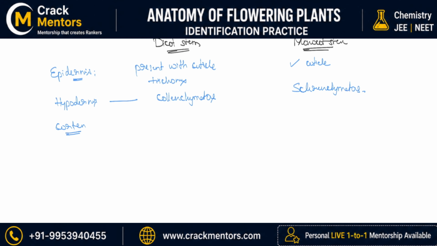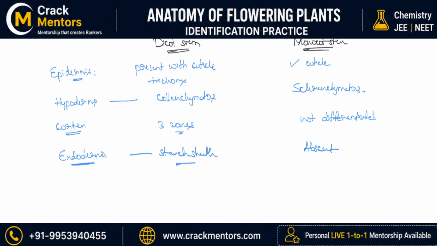Then coming to the cortex, the dicot stem has 3 zones and is well differentiated. Coming to the monocot, the cortex is not differentiated. In fact, a separate cortex is not present. The cortex is not distinct, it's included in the ground tissue itself. Next, coming to the endodermis, here the endodermis is present and is called the starch sheath, as the cells are rich in starch. The endodermis is absent in the monocot stem. Next, coming to the pericycle of dicot.